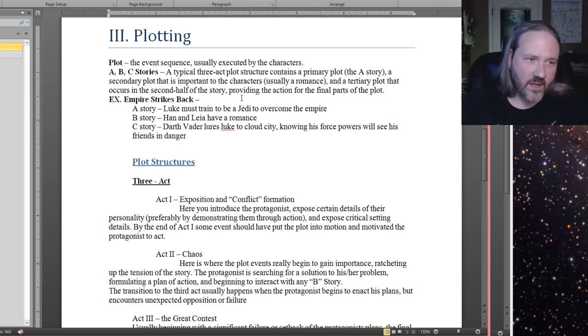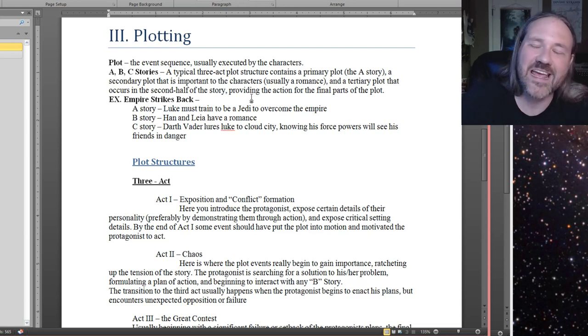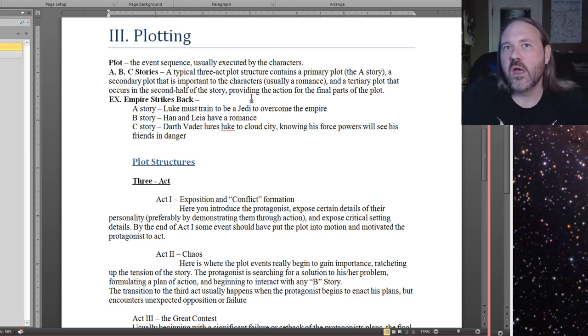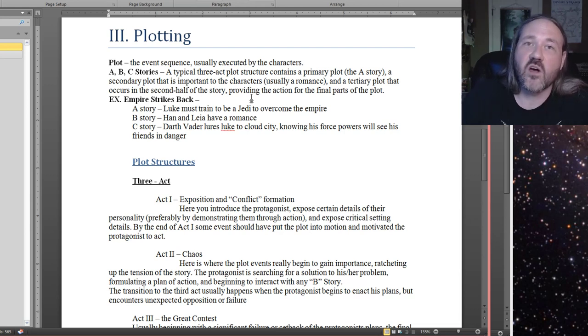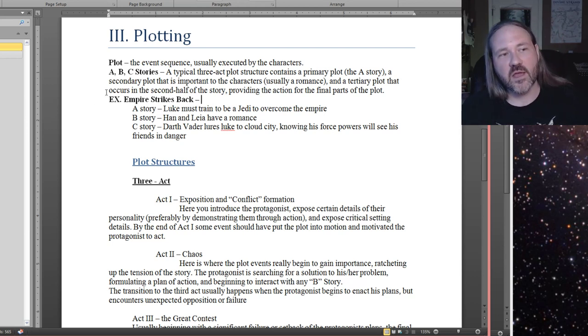And the C story is most often a tertiary story that involves a secondary character. Either it's the antagonist story, or it's a secondary plot where, like the best friend, a character resolves something in order to fulfill something that's missing from the final goals of the final act, and then causes the resolution of the entire plot. So that's the ABC story. The example I used was Empire Strikes Back, because it's a really good one for this.